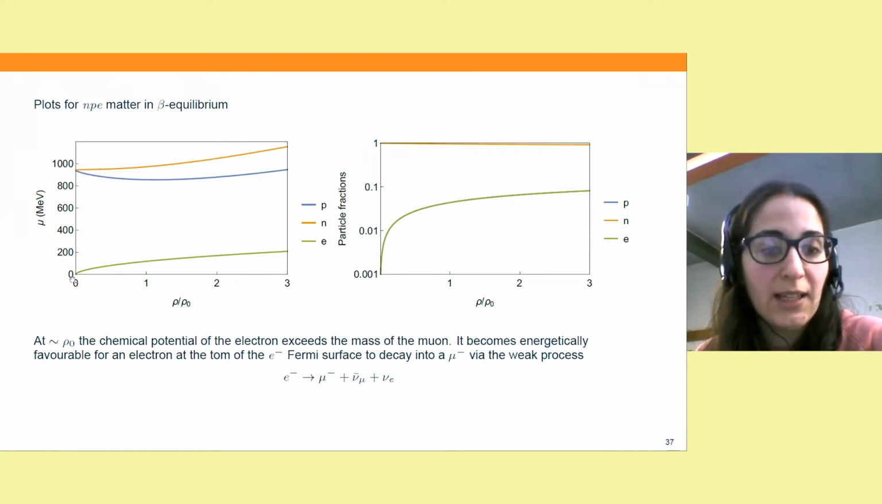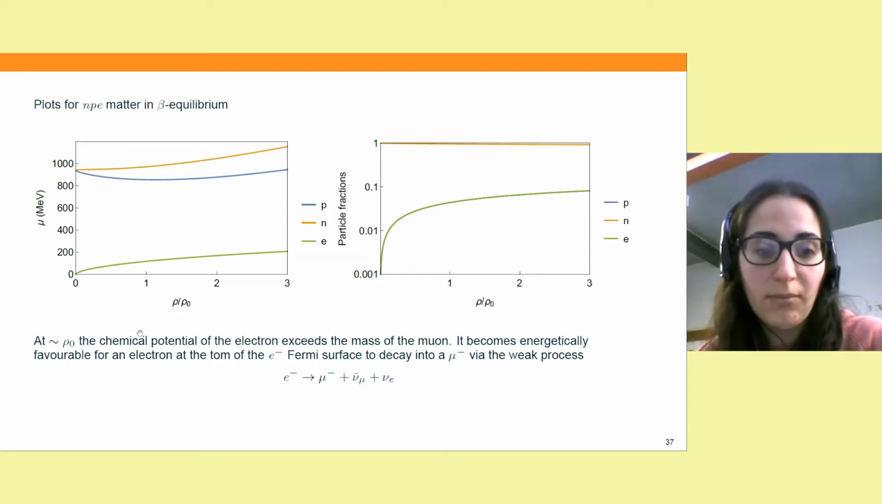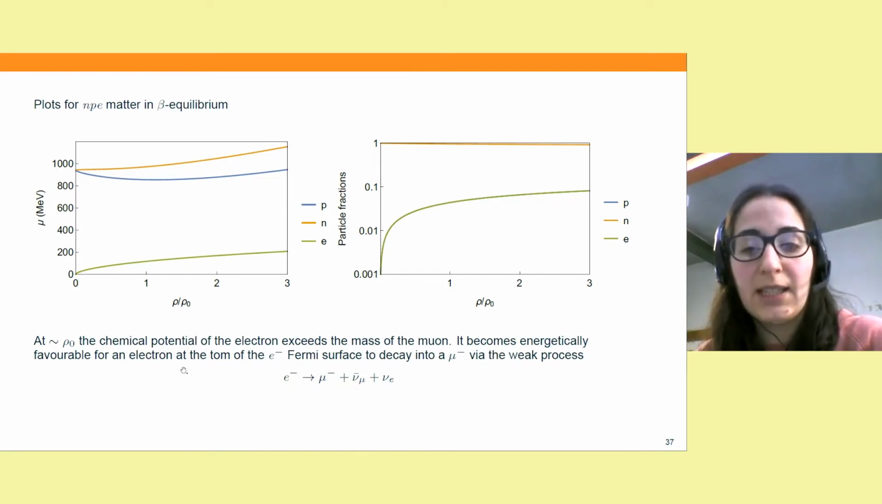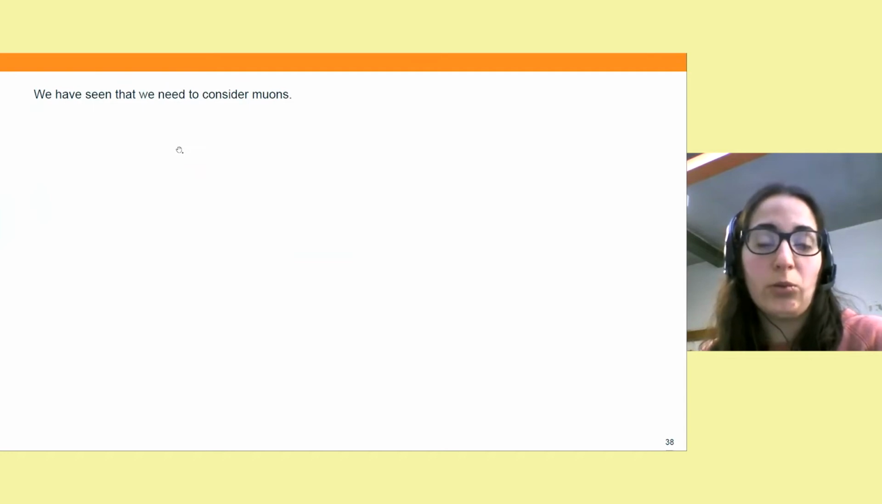So as we said, the chemical potential of the electrons, which is this line here, at around saturation density reaches 100 MeV, and this is the mass of the muons. So we expect that when we include muons in our equations, we will have muons appearing around here, okay? And this is possible because, as I said, for an electron at the top of its Fermi sea, it is energetically more favorable to decay into a muon through this weak decay process. So we see that we need to include muons.